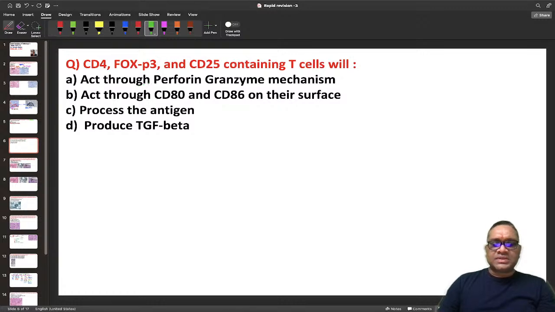A CD4 FOXP3 CD25 containing T cell will act through perforin and granzyme, act through CD80 and 86, or process the antigen, or produce TGF beta. So what should be the right answer here?